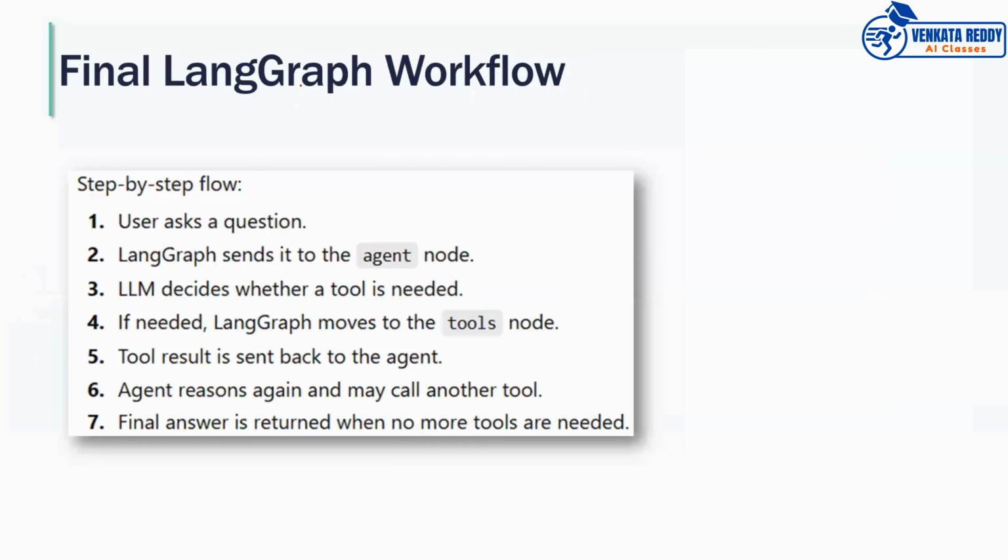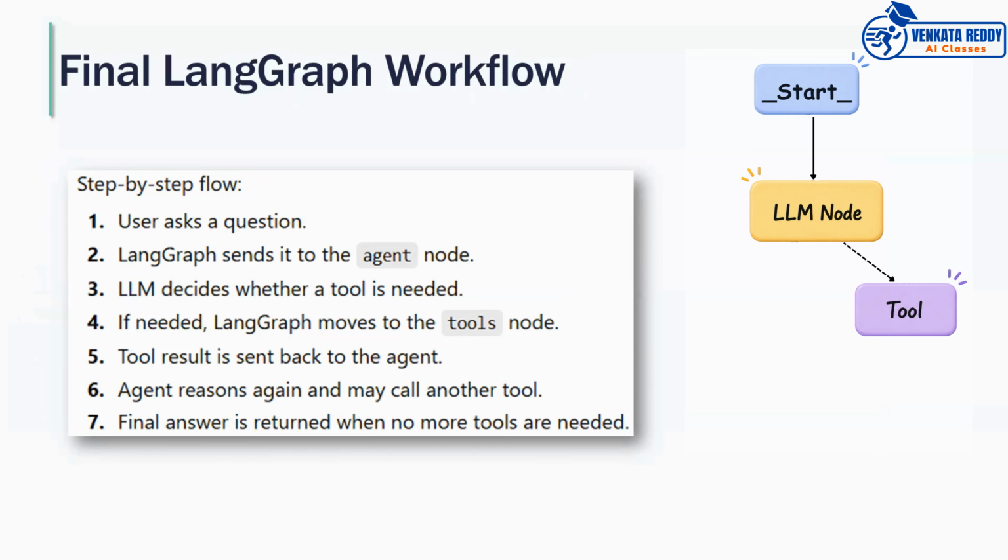So the final LangGraph workflow is pretty straightforward. We will have the start node, and then that is connected to an agent node or LLM node, and that is connected to the tool node. And the tool node will have all the tools. So this is a conditional edge.